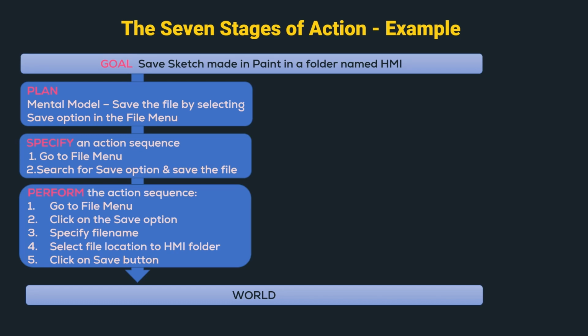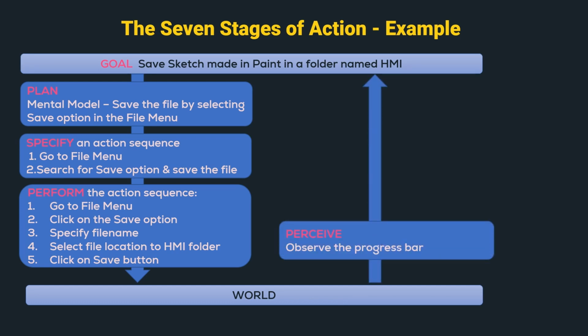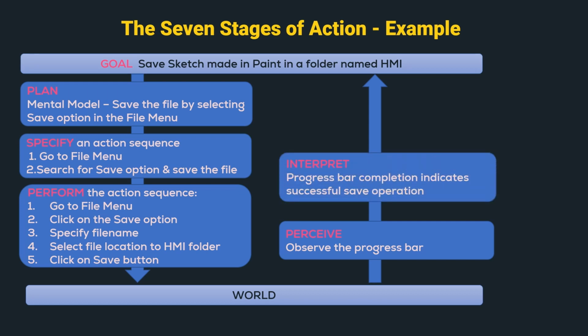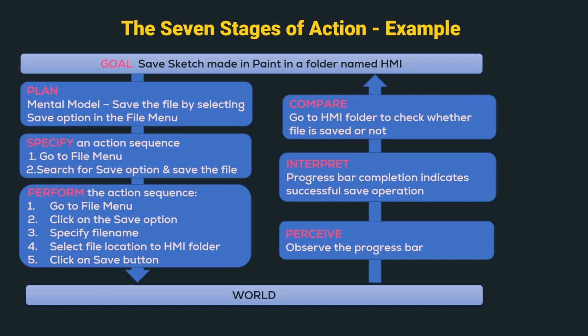Once the action is performed, then we perceive the state of the world. Here we observe the progress bar. Next step is to interpret. The progress bar completion indicates the successful save operation. And the last step is to compare the outcome with the goal. That is, going to the HMI folder to check whether the file is saved or not.